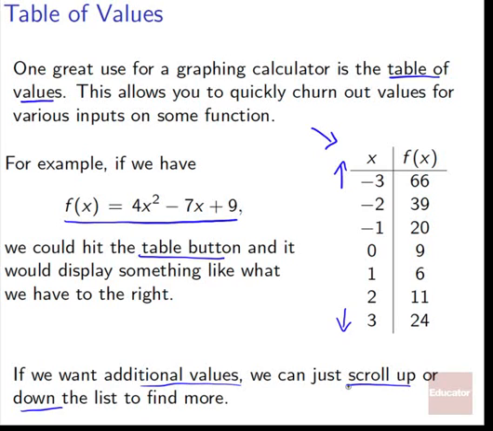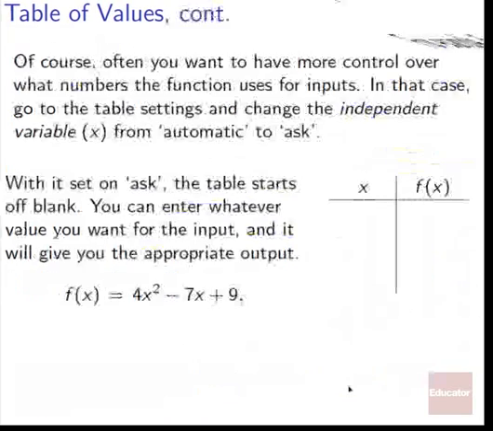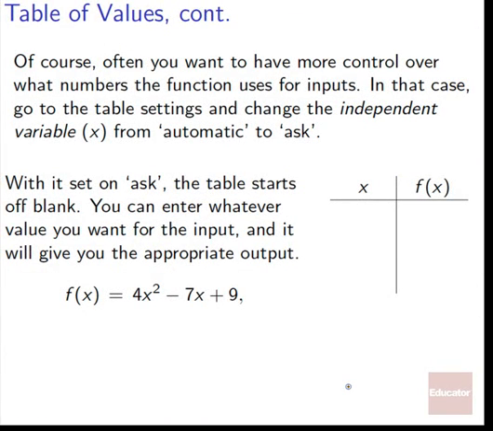However, the most useful thing for a table of values is what I'm about to tell you. Of course, often you want to have more control over what numbers the function uses for inputs, right? Having it go only at integer steps is sometimes useful, but very often you want to actually tell it what numbers to map. And if it's an integer input, you could probably do it by hand pretty easily. What you care about is the difficult numbers to plug in, like decimal things. In that case, go to the table settings on your calculator, and go to the independent variable.